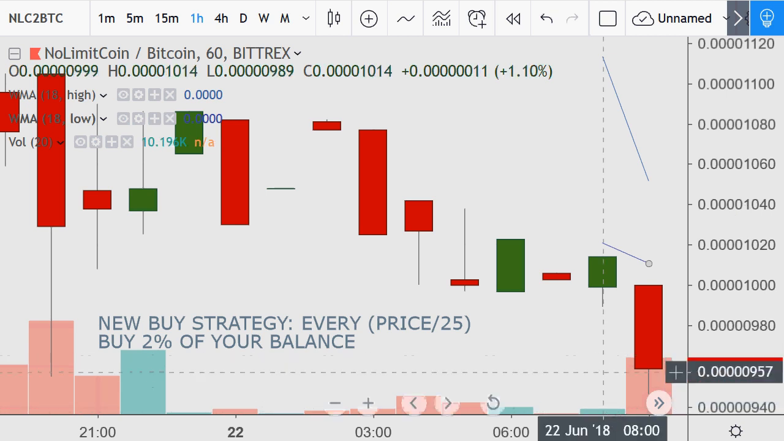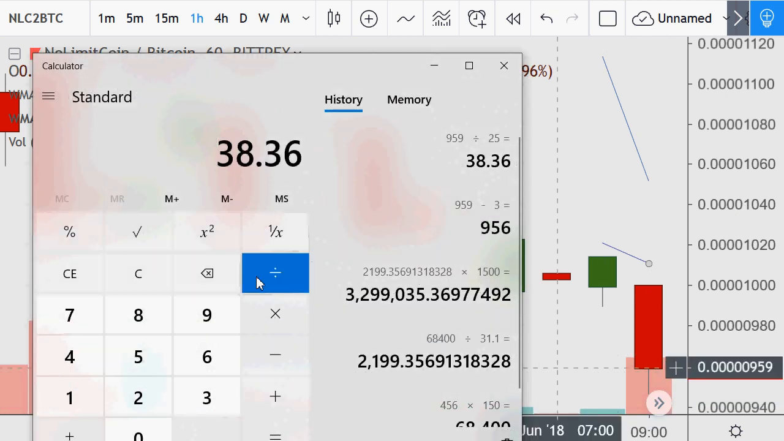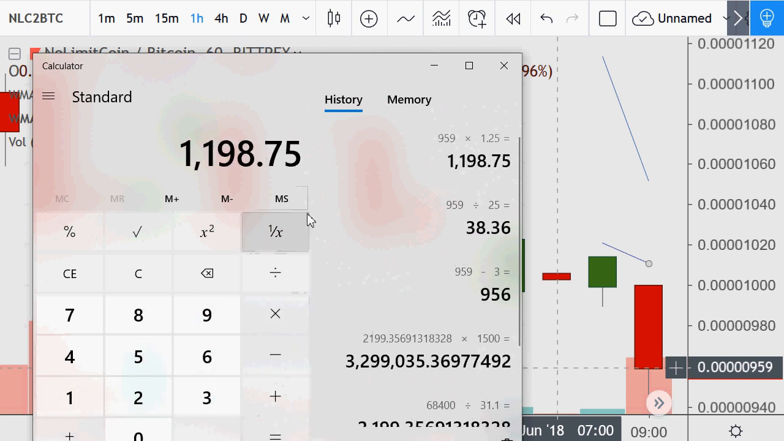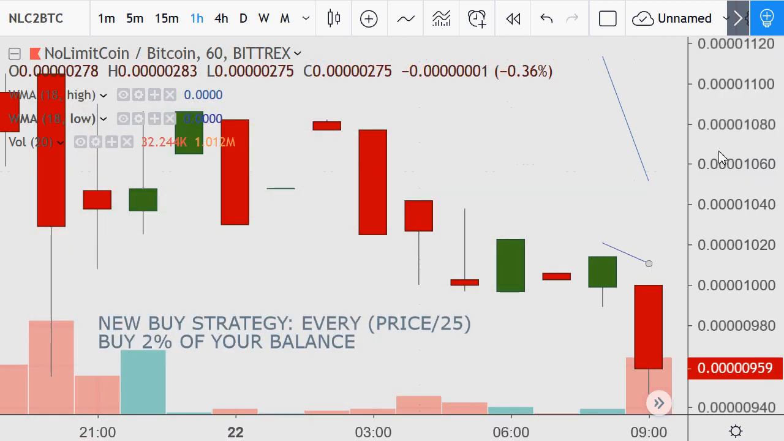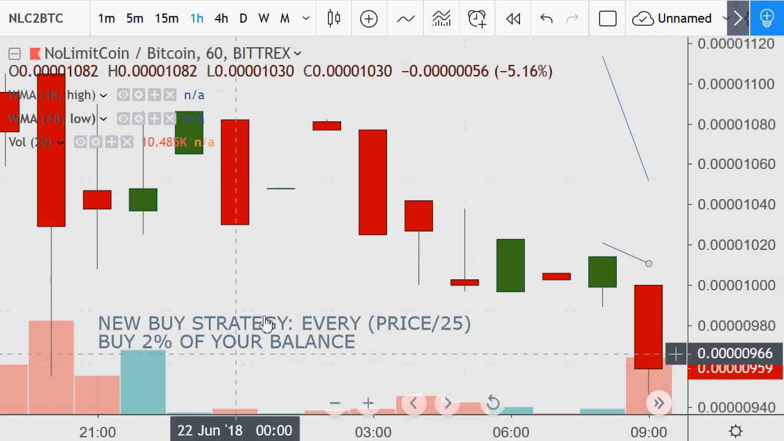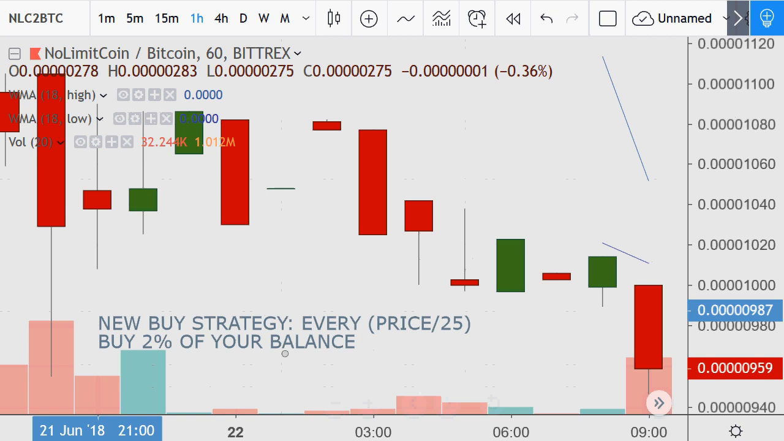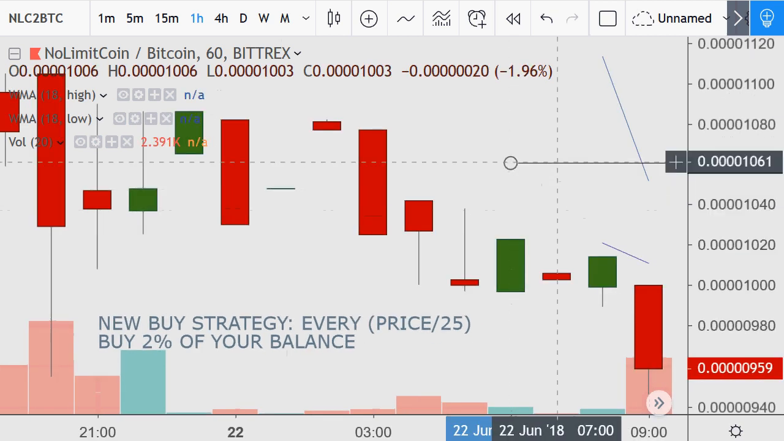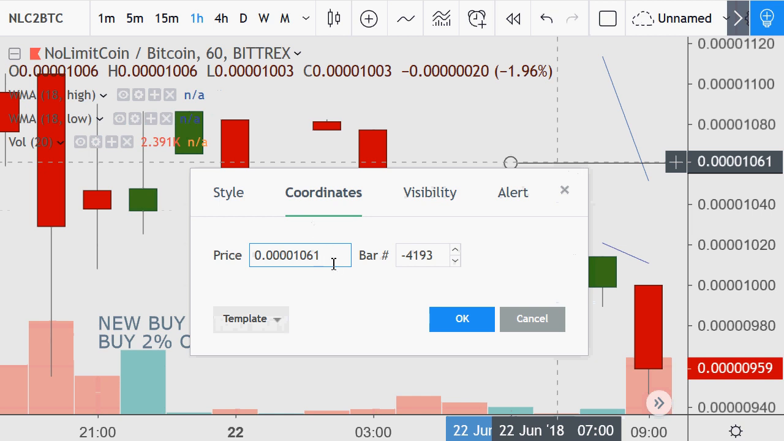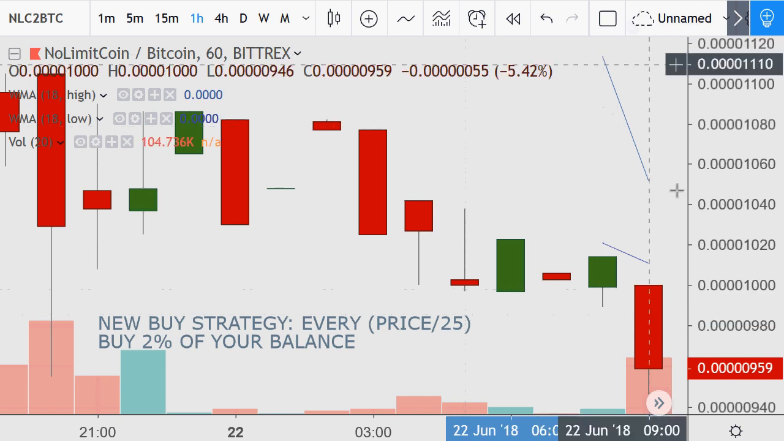So if I'm buying at 959, and I want to know what 25% on that is, I would get pretty much a hair under 1,200. So about 1198.75. What I can do is put in a horizontal ray at that level. And then I could edit it. And we'll say 1197. You can't see it because it's above it.